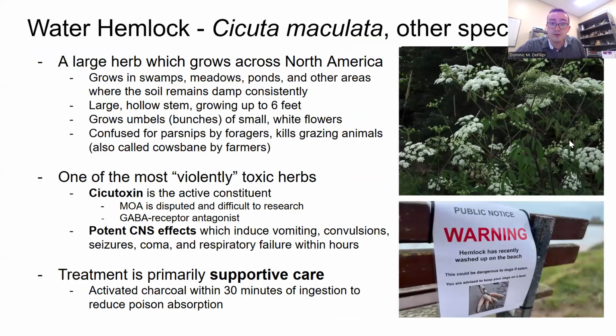Water hemlock or Cicuta maculata. There are other species, but it's this very, very large herb which grows across North America. It grows in swamps, meadows, ponds, other areas where the soil remains damp constantly. So you'll see it in a lot of wetlands, and it does grow around here, unfortunately. It has a very large hollow stem, and it grows up to 6 feet tall. So this is a big, big plant. And it grows umbels, or bunches of white flowers, as you can see right here.